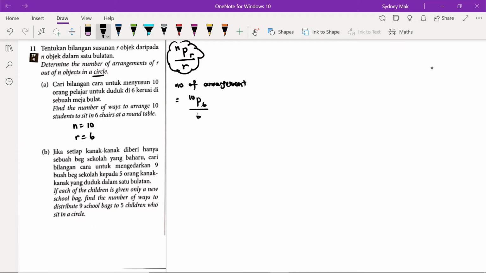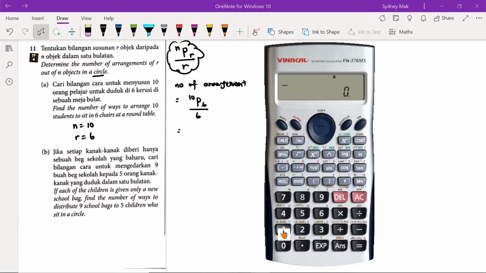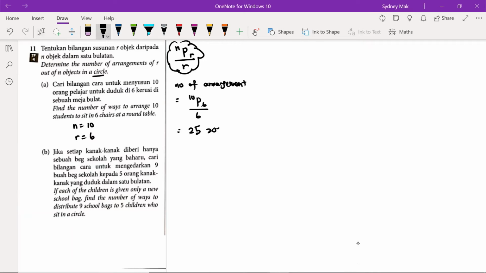10P6 over 6. So with the help of calculator, key in 10P6, call out the function permutation, 6. Remember to divide by 6. 25,200 ways. That is the answer.